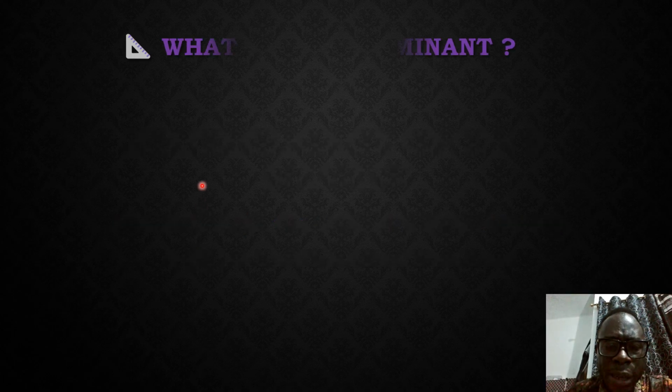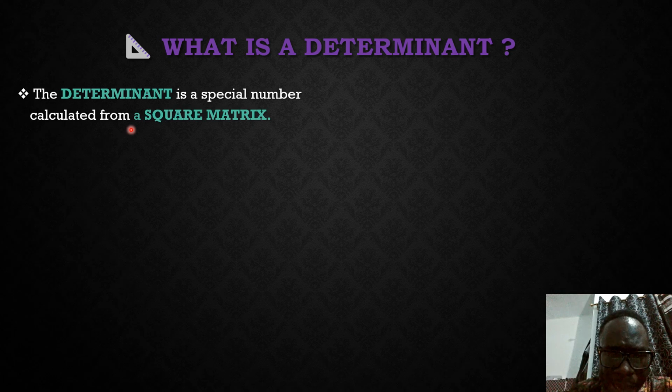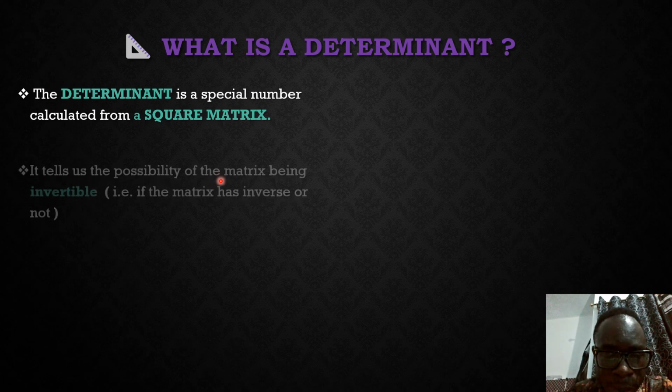Now let's get to understand what a determinant is. So what is a determinant? A determinant is a special number calculated from a square matrix. And a square matrix is a matrix in which the number of rows is equal to the number of columns.